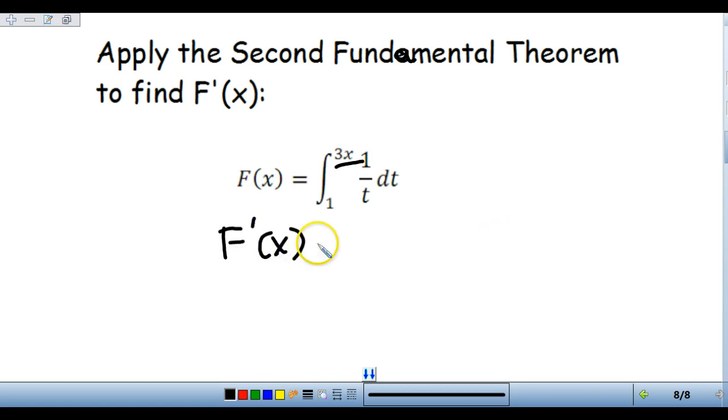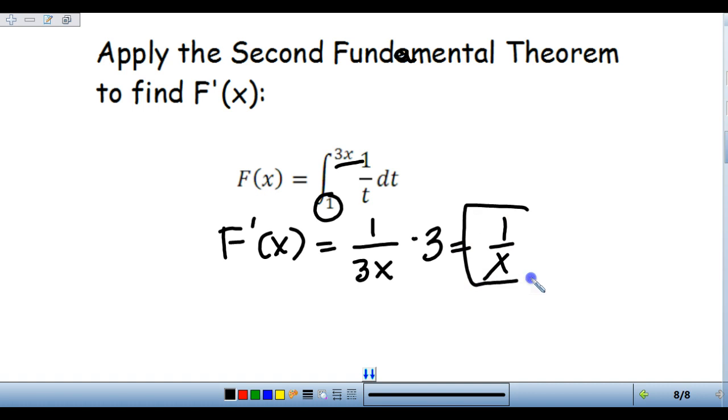f prime of x, that's going to be 1 over, plug in my upper bound. If my upper bound is anything other than x, I do need to run a chain rule. If I had a constant in the bottom, that would have ended up going to 0. So just 1 over x. Alright, so in this lesson we looked at how to integrate antiderivatives that are in the form of 1 over u or 1 over x using the new rule that we learned about natural logarithms.